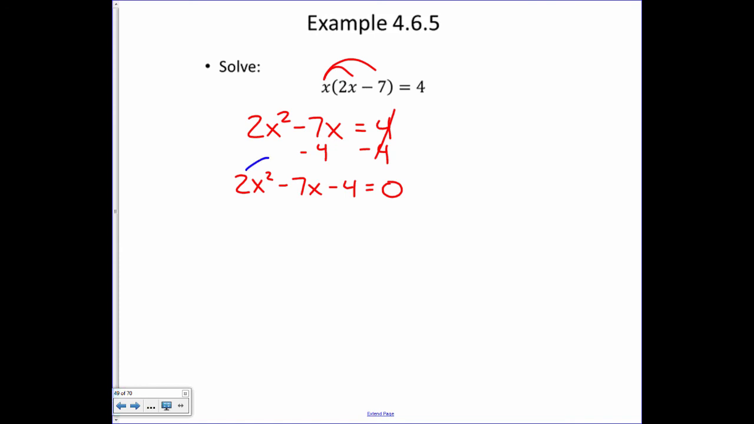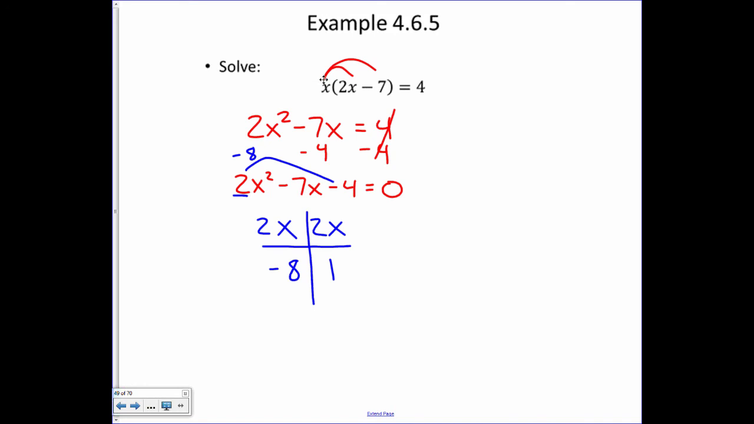So again, take the first number and the last number, multiply them together. We're going to get negative 8. Now draw a box down here. Write the coefficient both times. Split the variable x and x. We now need two numbers that multiply to give you negative 8 and add to give you negative 7. Well, that would be negative 8 and positive 1.